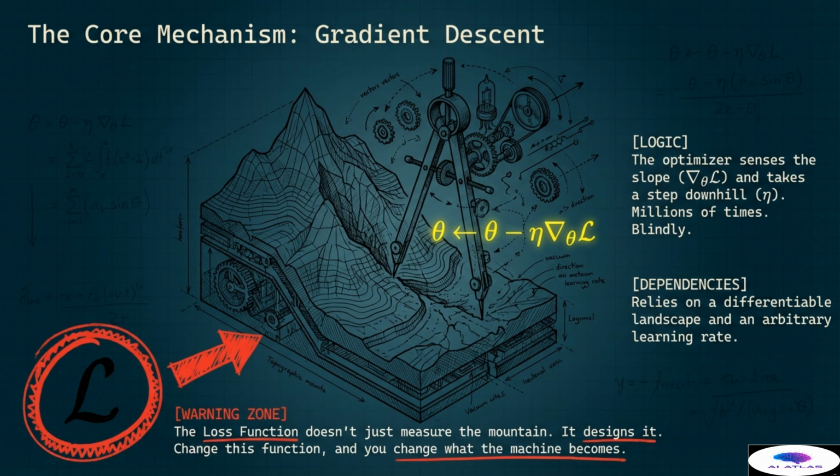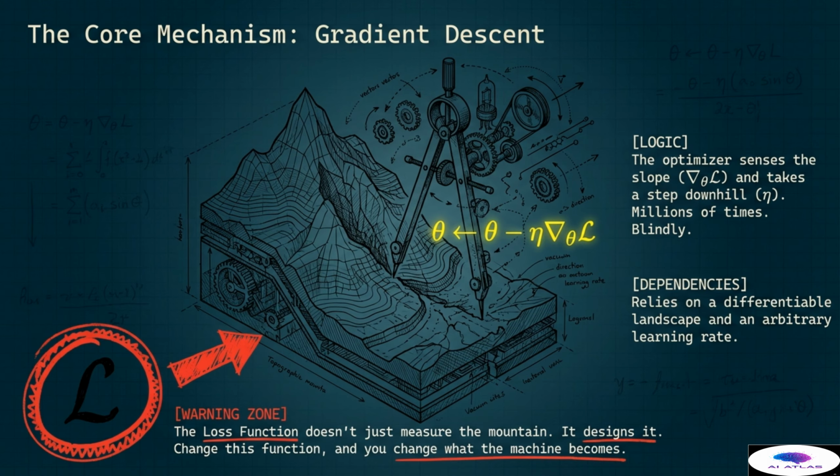The core mechanism we must understand first is gradient descent. This is the fundamental process that drives nearly all modern machine learning models. Imagine a vast and rugged mountain range where the altitude represents the error or loss of the model. The goal of the optimizer is to find the lowest possible point in this landscape, which we call the global minimum. The optimizer senses the local slope of the terrain, which is represented by the gradient. It then takes a step in the downhill direction, governed by a parameter known as the learning rate. This process happens millions of times as the model blindly gropes its way through high-dimensional space.